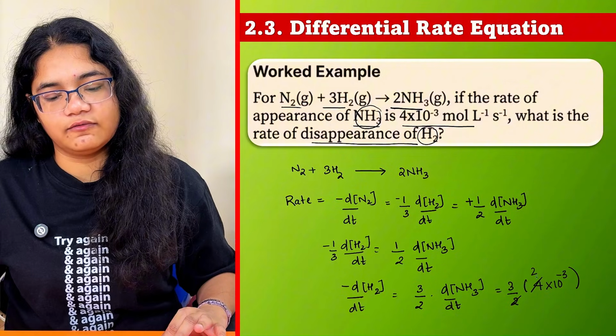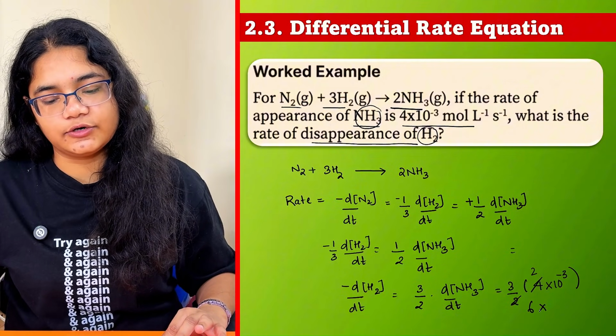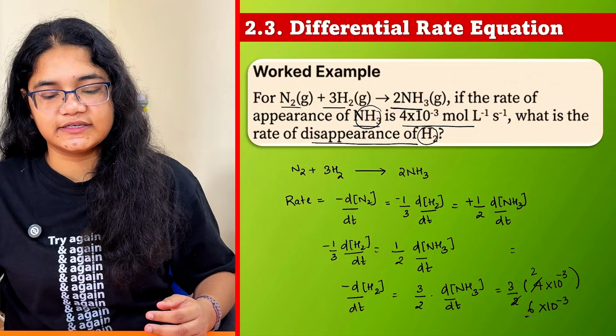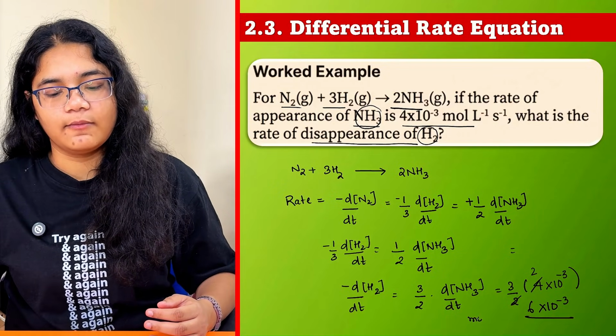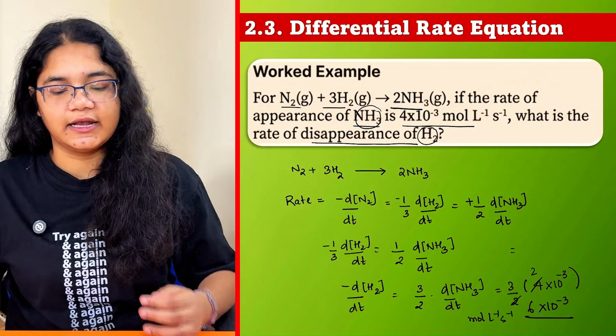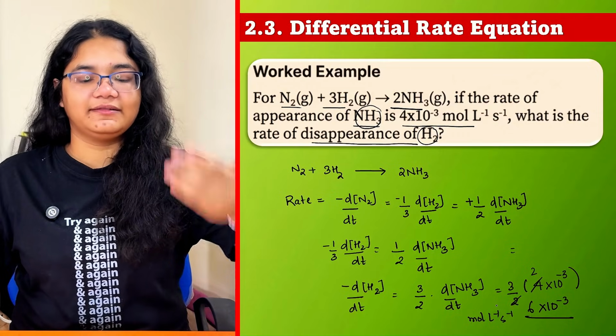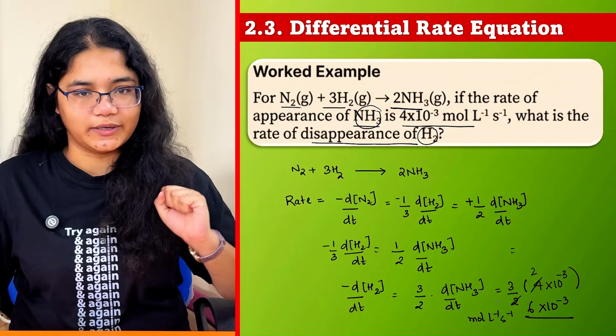Okay, so that will give me equal to 6 into 10 to the power of minus 3. So what is the rate of disappearance of H2? It is 6 into 10 to the power of minus 3 mole liter inverse second inverse. Okay, so I have got the answer. So by applying this formula, you can easily solve the question.